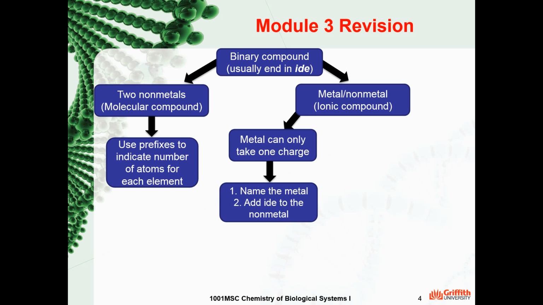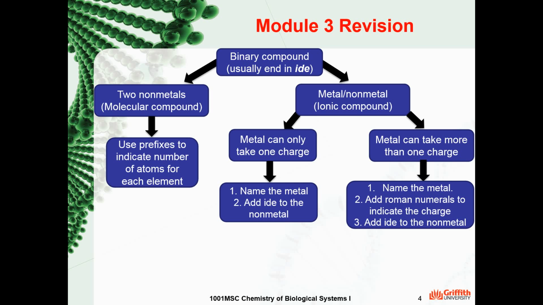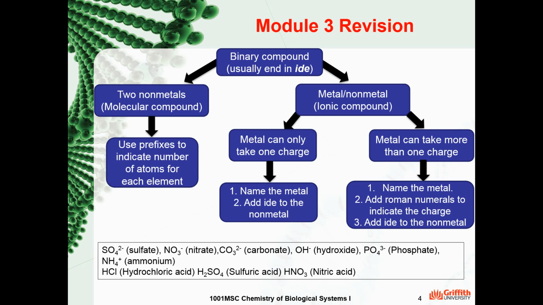If the metal can form more than one type of cation, we need to use Roman numerals in the naming system to indicate the charge of this metal. Remember that you can predict the charge of the metal by using the non-metal element. Finally, here are the 6 polyatomic ions and the 3 acids that you need to learn for this course.